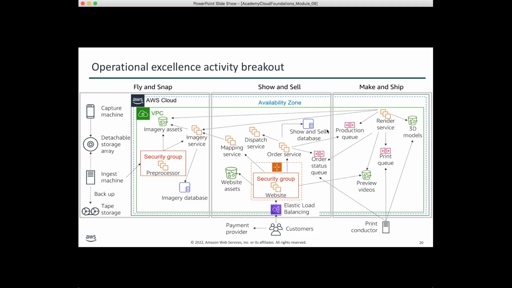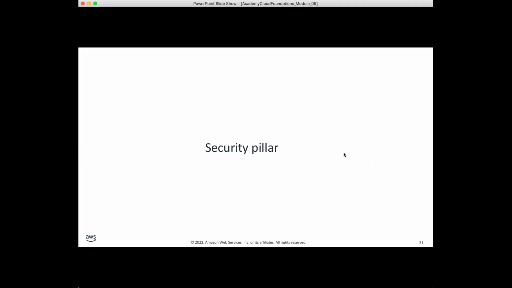This is the activity, one of the slides. You can see I have given the slide. We will carry it out in the lab tomorrow, right? The next pillar is the security pillar, right?